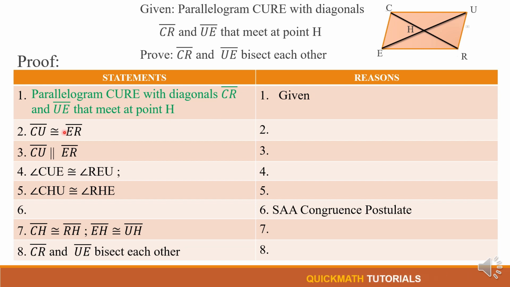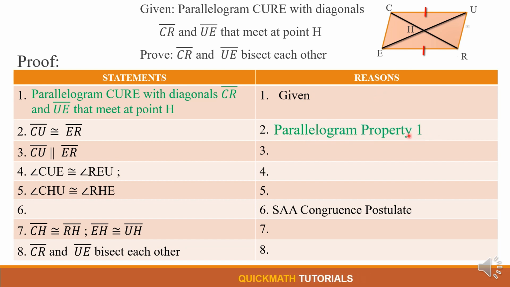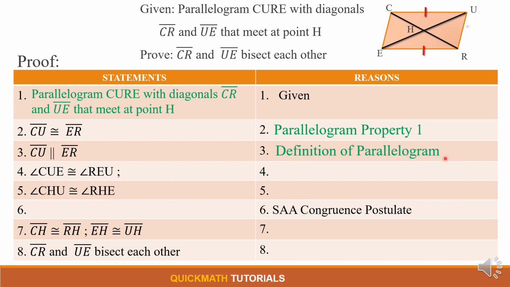Next, for number 2, we have the line segment CU is congruent to the line segment ER. So the two opposite sides are congruent. And that is parallelogram property number 1. We already proved this one earlier. Next, we have line segment CU is parallel to the line segment ER. And the reason is, these two opposite sides are parallel, and that is by definition of parallelogram.